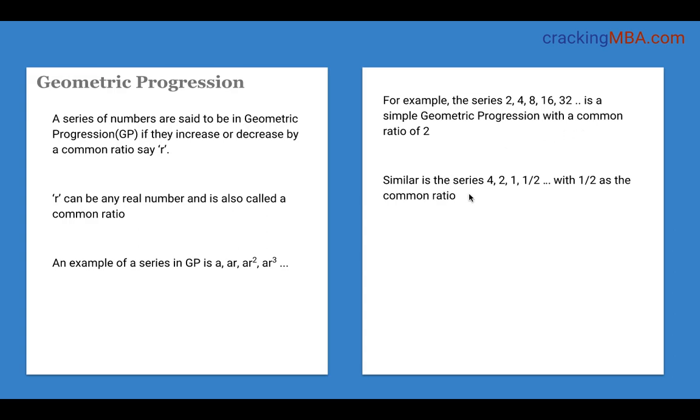Similarly, a geometric progression need not just have a ratio of 2. It can have 1 by 2 or any fraction or any real number like root 2 also. If I see the series 4, 2, 1, and so on, here we are seeing the ratio r is half. If we multiply each term of the series by half, we get the series as follows.